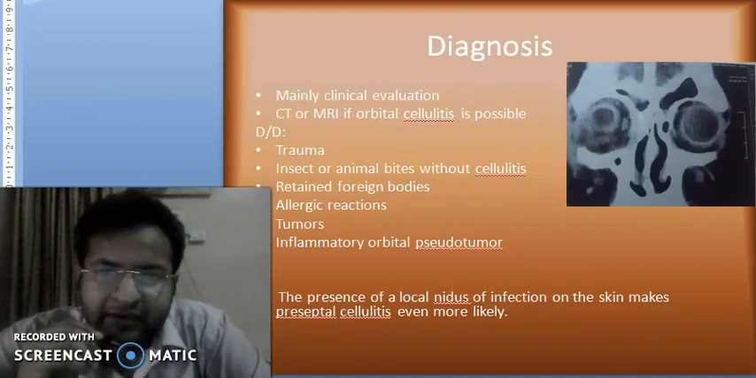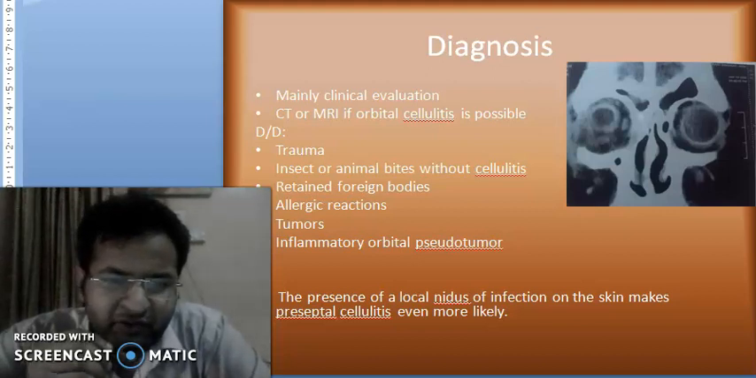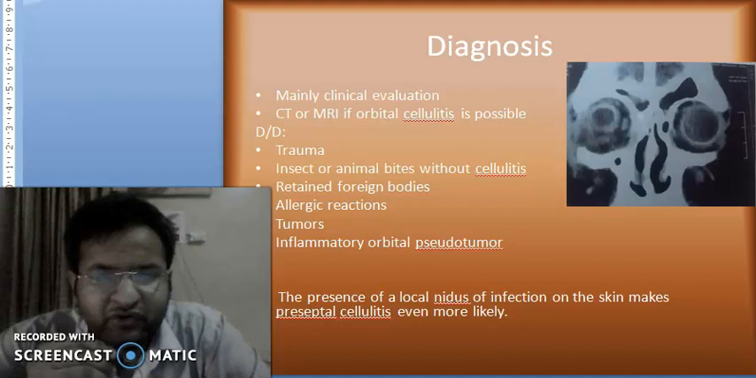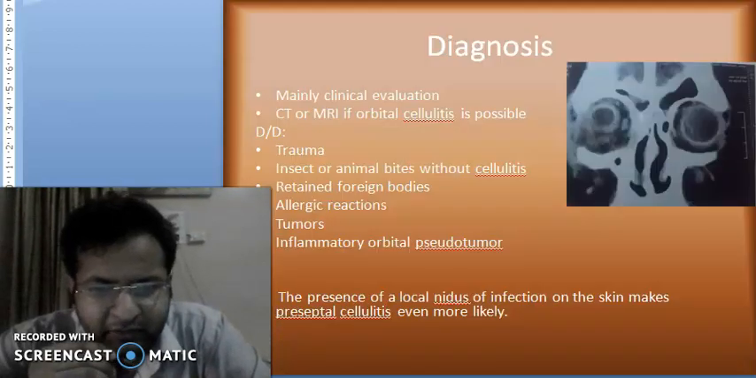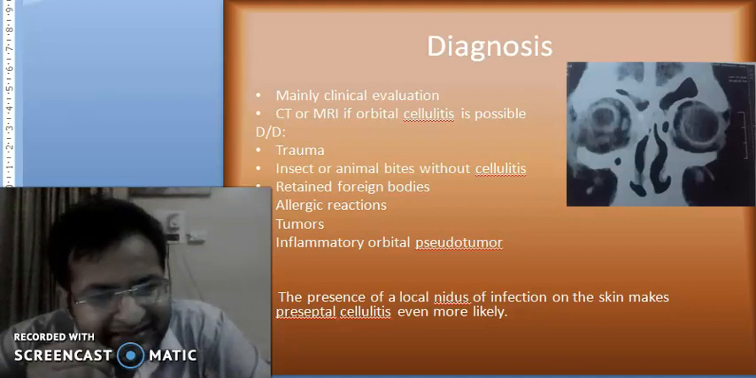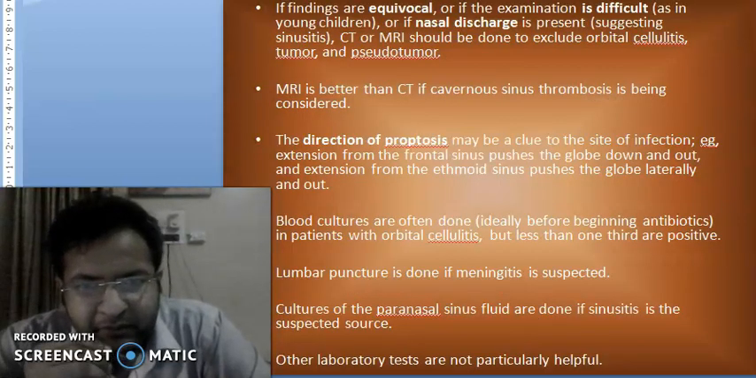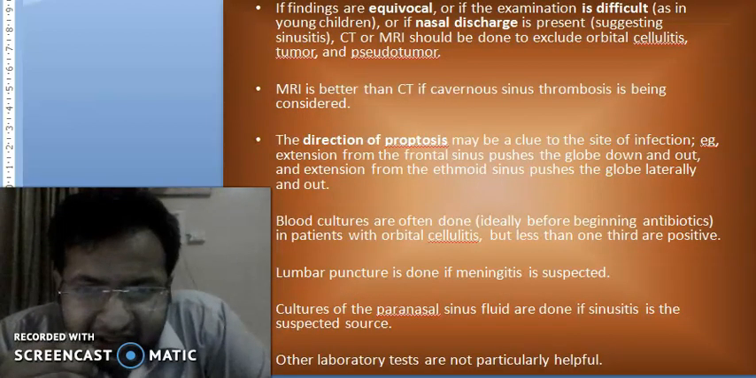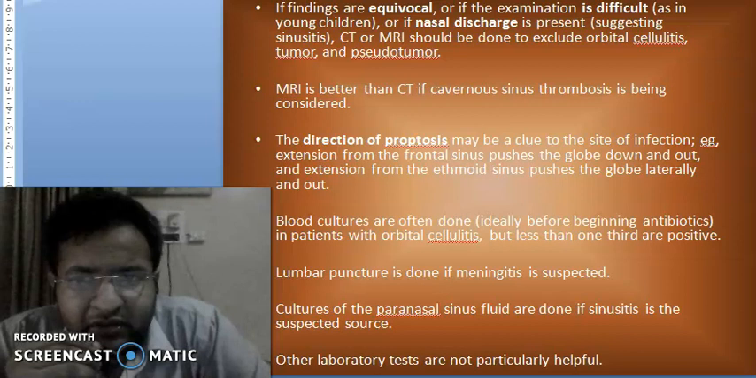Diagnosis of orbital cellulitis is mainly from the clinical evaluation. CT or MRI, if possible, can be done. The differential diagnosis of orbital cellulitis would be trauma, insect or animal bite without cellulitis, retained foreign bodies, allergic reactions, tumors, and inflammatory orbital pseudotumor. The presence of a local nidus of infection on the skin makes preseptal cellulitis even more likely, and not orbital cellulitis. Okay.